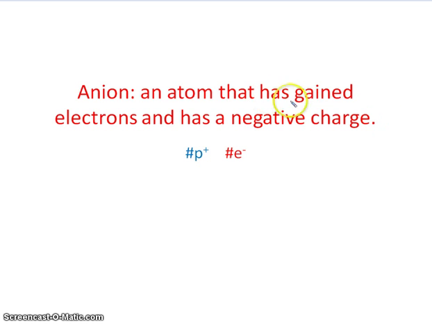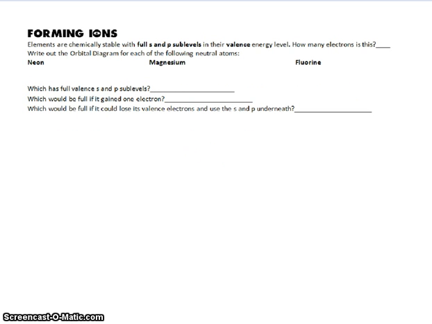Anions have done the opposite. They have gained electrons, so they have a negative charge. That means they have more electrons than they have protons. But that's not just some random thing where they decide they're going to gain or lose an electron. There's a reason for it, and it has to do with what you've been learning about electron configuration.